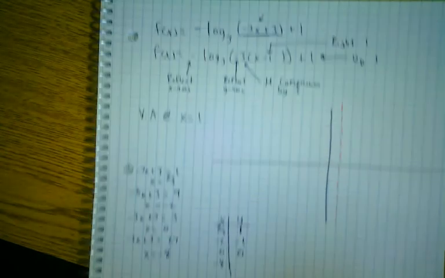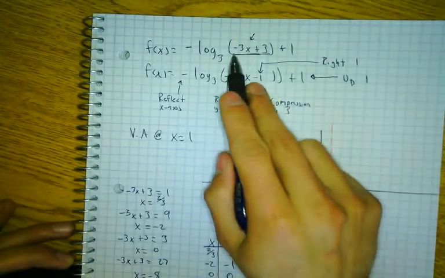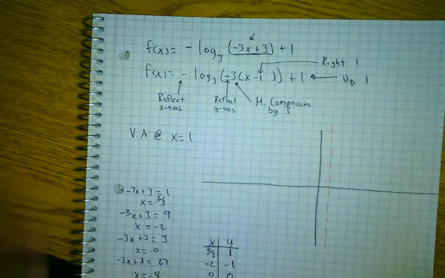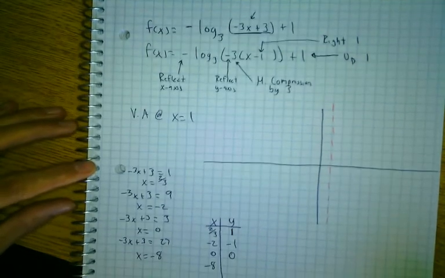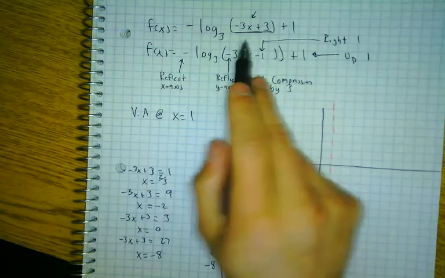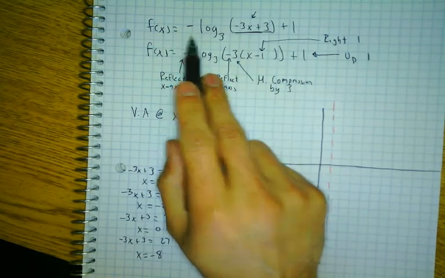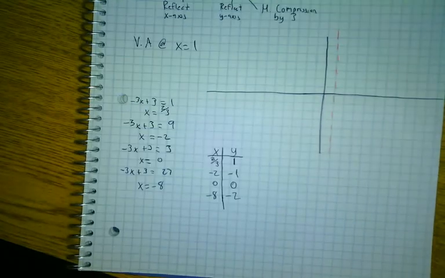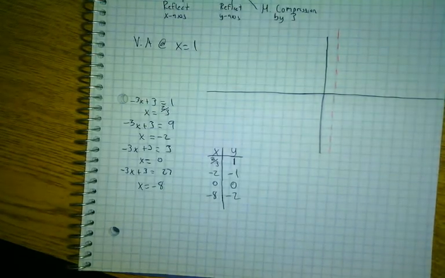And then the last one we found was negative 8. So negative 8 times negative 3 is 24. 24 plus 3 is 27. What is log base 3 of 27? 3, because 3 to the power of 3 is 27. So times a negative, that's a negative 3, plus 1 is a negative 2. So now you have 4 points, which is more than sufficient to come up with the graph.